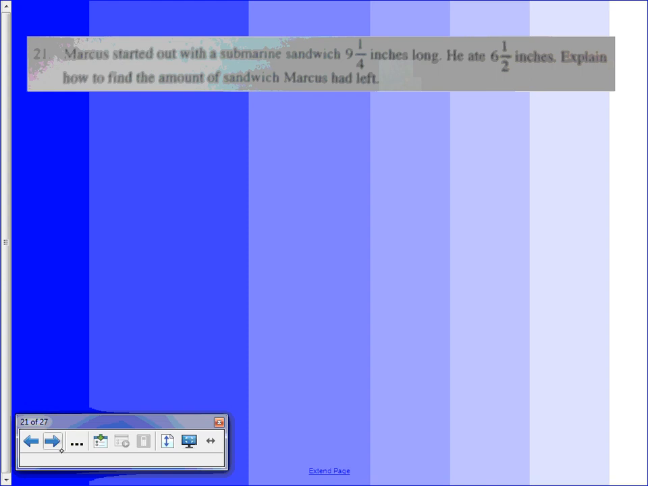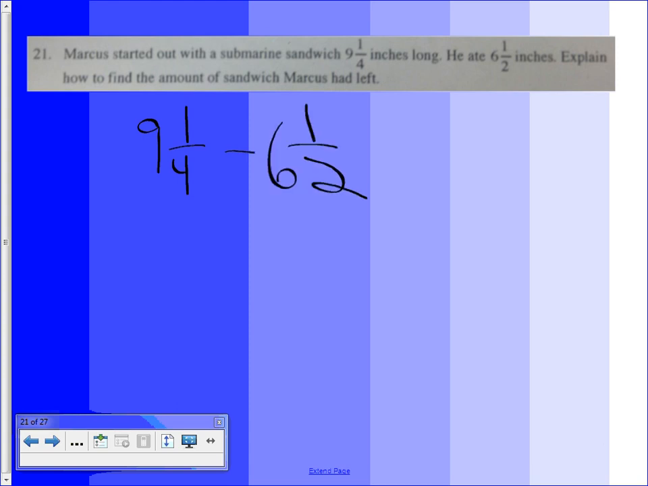Marcus started out with a submarine sandwich that was 9 1/4 inches long. He ate 6.5 inches. Explain how to find the amount of sandwich left. Well, if they ate that much, we subtract that much because it's no longer there. We have to change the half into a fraction with a 4 in it. Well, 2 times 2 equals 4, so it's 2/4.